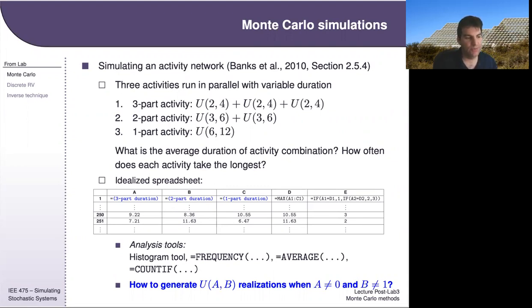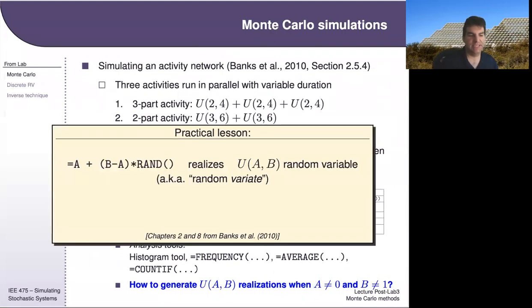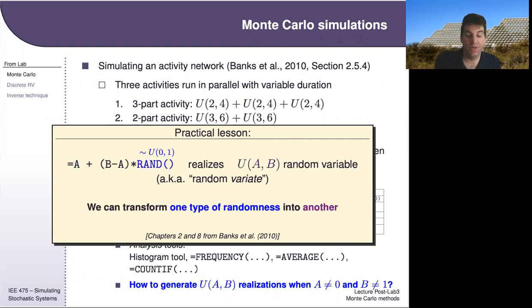The practical lesson that I want you to take out of this, aside from all the stats stuff, is that we already know how to generate a random number in Excel or Google Sheets from 0 to 1. Now, how do we generate a uniformly distributed random number between any A and any B that's greater than A? We learned this simple little formula here, where you just take the range and scale up the 0 to 1, and then shift that range over by the minimum value. That is a simple way that we can convert one type of randomness into another.